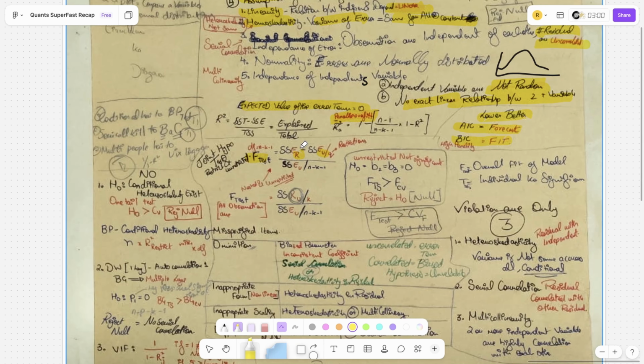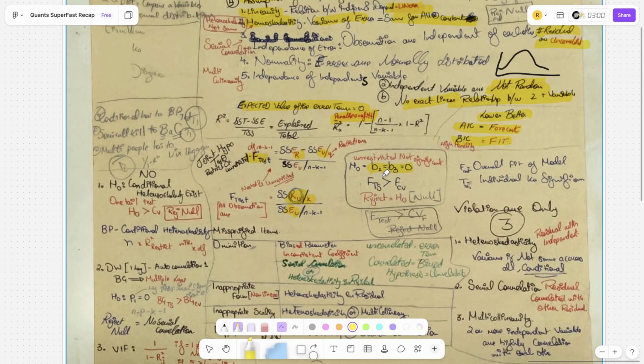And a special case for this would be the F test where all coefficients are 0. So sum of squared residuals explained divided by k, the number of independent variables, divided by sum of squared errors of unrestricted divided by n minus k minus 1. So these are the 2 tests in hypothesis testing where you have unrestricted and restricted models to find out whether the independent variable is significant or not. The null hypothesis over here is that B2 is equal to B3 is equal to 0, meaning that B2 and B3 both are insignificant.